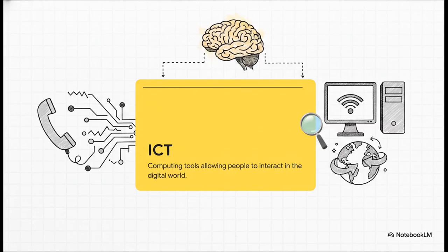So you'll hear the term ICT thrown around a lot these days. It stands for Information and Communication Technology. Formally defined, it's a set of computing tools that collectively allow people and organizations to interact in the digital world. Think of it as the ultimate merger. It basically collapses traditional telecom and modern networking into a single giant nervous system for the entire globe.